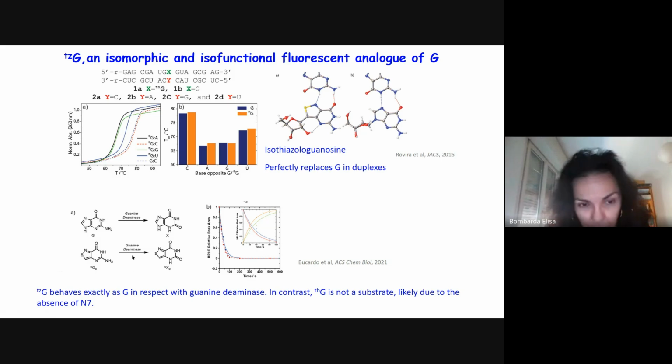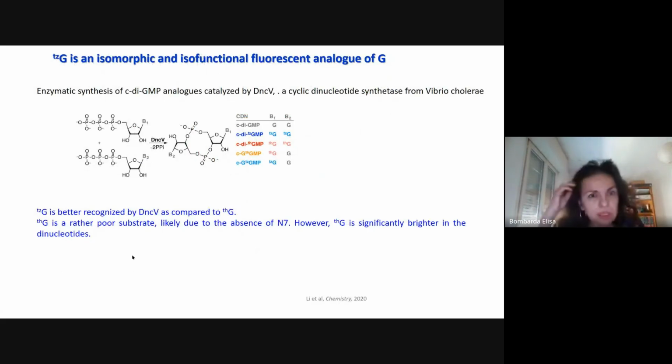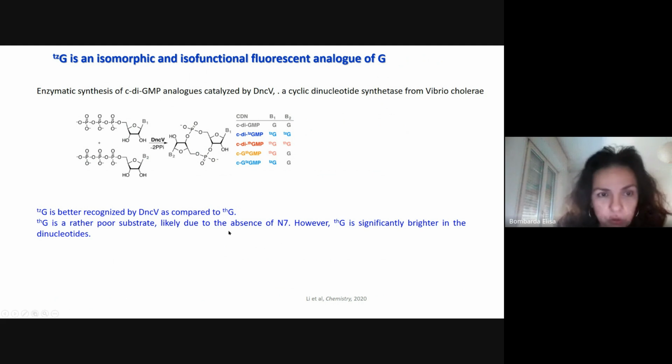For example, it can be recognized by certain enzymes. Also here is the enzymatic synthesis of the nucleotide, which is catalyzed by the NCV, the cyclic dinucleotide synthetase from Vibrio cholerae. And this again recognizes TCG much better than TAG because of the presence of this nitrogen.